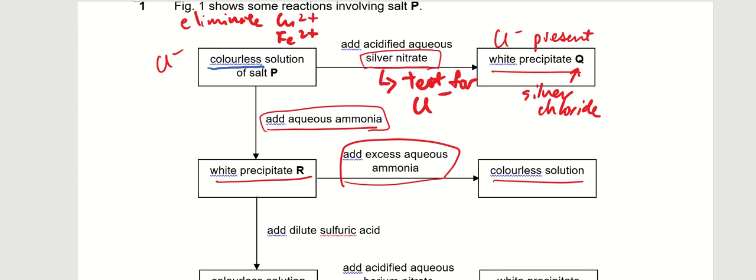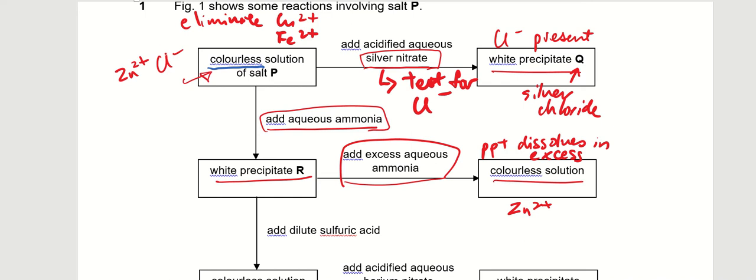Now if you get a colorless solution, that means the precipitate dissolves in excess aqueous ammonia, and there is only one cation where the precipitate dissolves in excess aqueous ammonia, and that cation is zinc 2 plus. Okay, therefore zinc 2 plus must be present in the original P, which matches up because zinc solutions are typically colorless.